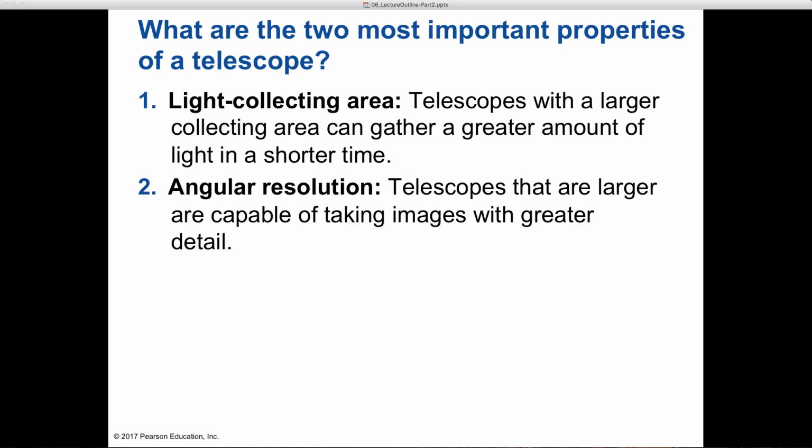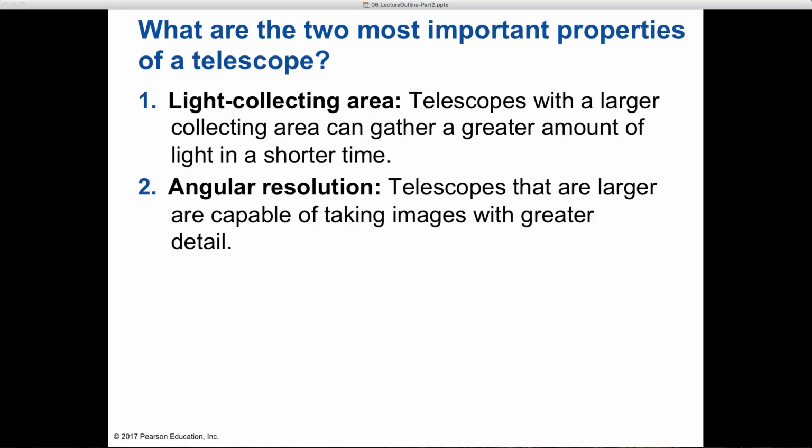So if you were to go buy a telescope, you would never want to buy it based on an advertisement that said that it's a 200 times telescope, for example. It's really meaningless, and we'll talk about why. So what is this light gathering power and this angular resolution power?